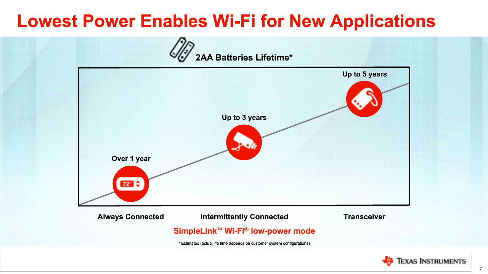For the second profile, known as the intermittently connected profile, the system will actually disconnect from the network and enter hibernate mode. In this profile, we can achieve up to 3 years of battery lifetime. The last profile is named the transceiver profile, most of the time applicable to tag-type applications. In this profile, there is no need to reconnect to the network. The device will wake up and send a few packets, configurable by the developer. With this one, you can achieve up to 5 years of battery lifetime.